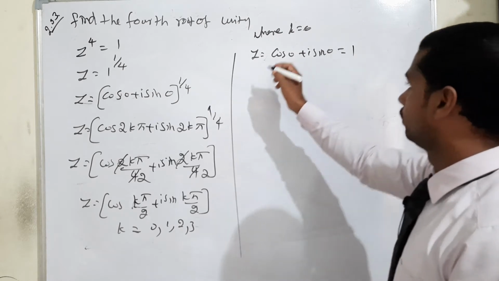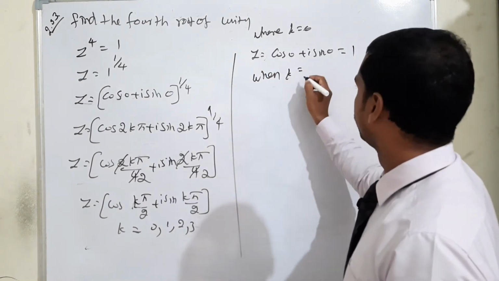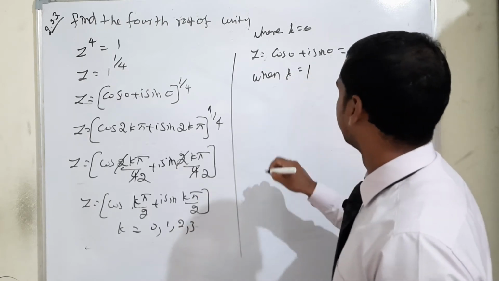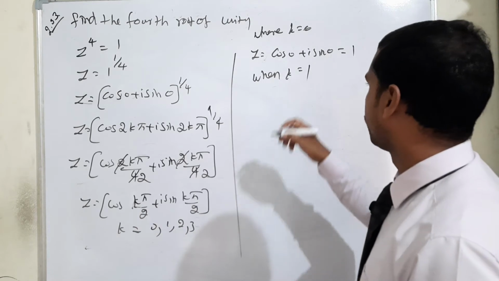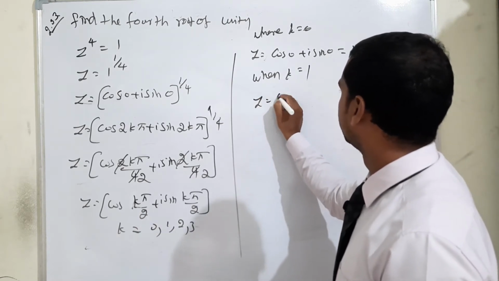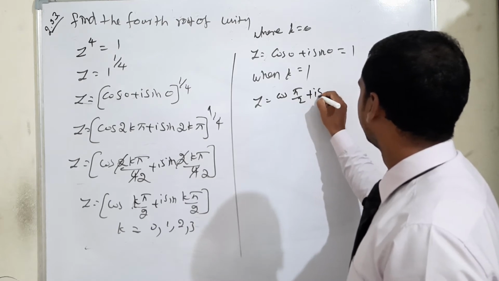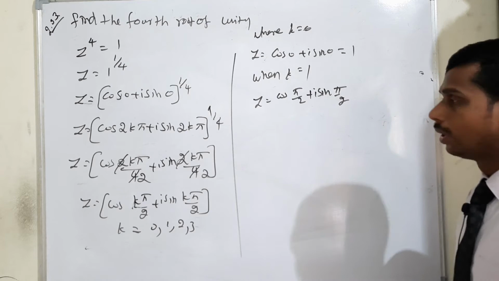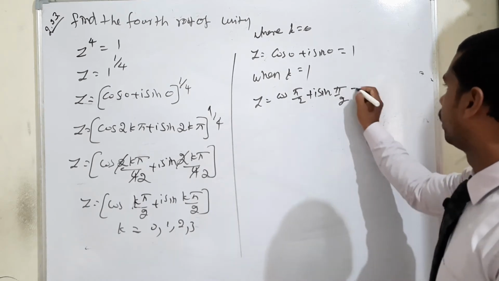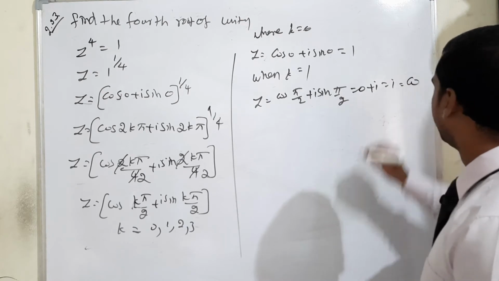The next condition, when k is equal to 1, isn't it? So k is equal to 1 means what will happen? So cos pi by 2 plus i sin pi by 2, isn't it? Therefore z is equal to cos pi by 2 plus i sin pi by 2. So cos pi by 2 value will be 0, sin pi by 2 value will be 1. Therefore 0 plus i is equal to i will come. This is considered for omega.